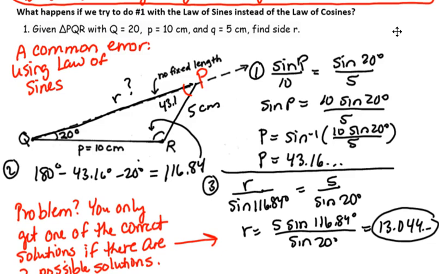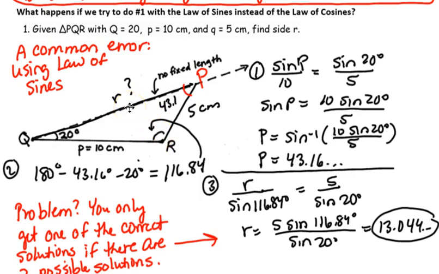And there is a way to use law of sines. It's just not as obvious, and most students don't get all the way through it correctly. So let's just see what would happen if you tried to use law of sines. We would draw a triangle using the given information, and you're trying to find side R. We would need to know angle R in order to find side R.